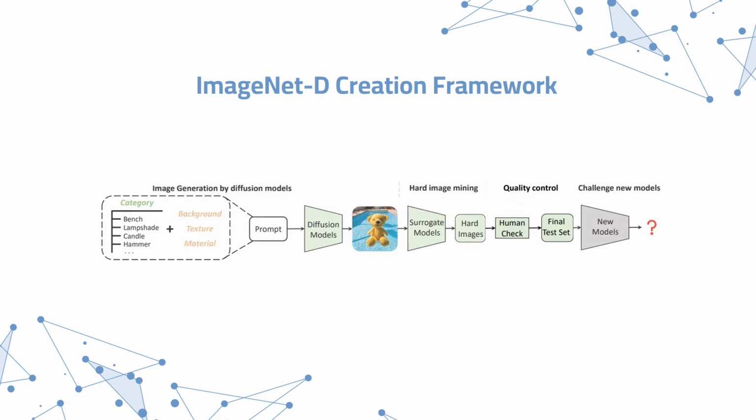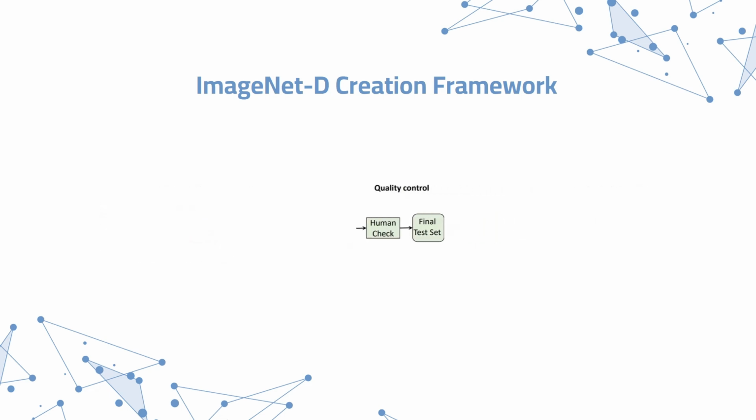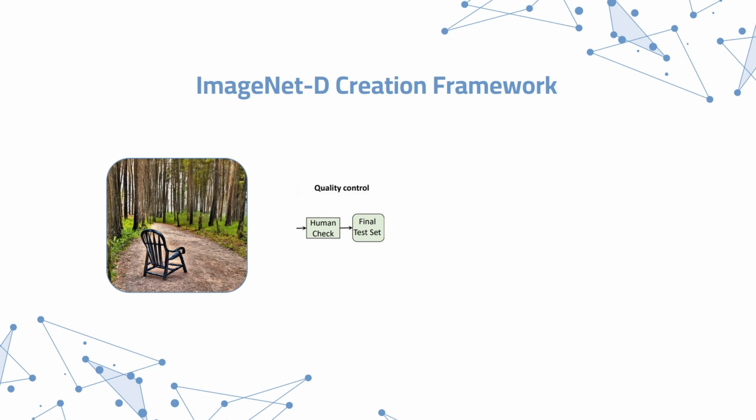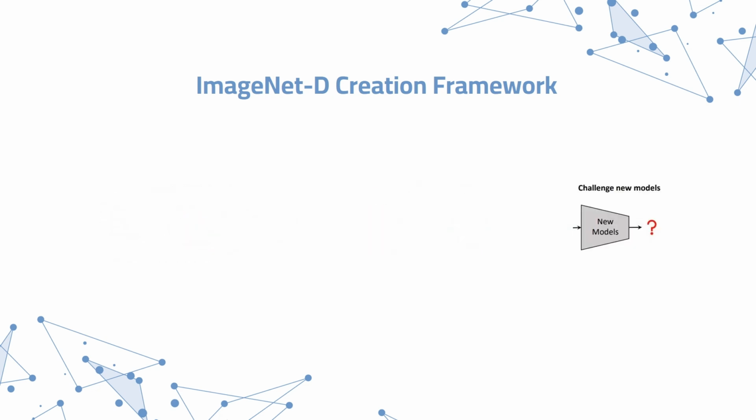To ensure the dataset is meaningful and accurate, human reviewers step in. For each image, they verify two things. Is the main object, the chair, clearly recognizable? Does the image align with the prompt, a chair in a forest? If an image passes these checks, it's included in the final dataset. If not, it's discarded or refined. Finally, the curated dataset is used to test new models.